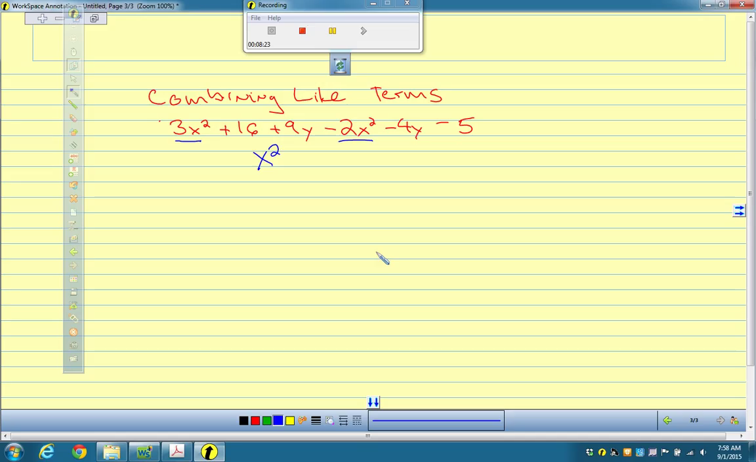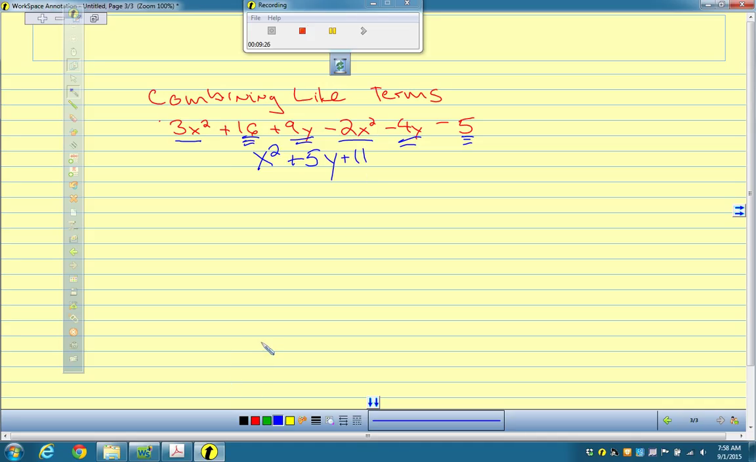Yes, Sophie. 9y. Right. So now I'm going to look at the 9y and the negative 4y, and how many y's does that make? 5y. Okay. And then we're going to combine. What are my next two things I'm going to combine? Go ahead there, Charlie. Positive 16 and negative 5. The positive 16 with a negative 5, and how much does that make? 11, and then we're done.